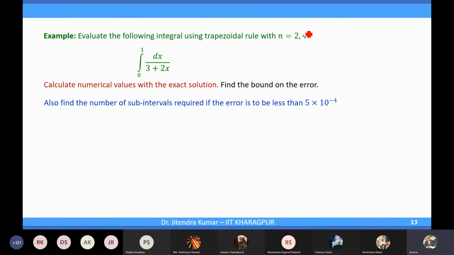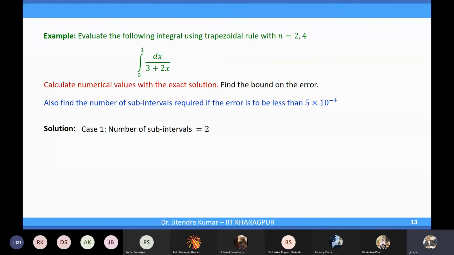So here we will see a few things now. First, with the trapezoidal rule for n equal to 2 and 4, we will compute the value of this integral. We will compare with the exact solution, because you can get the exact solution in this problem. We will find the error bound, and we can compare the actual error with that error bound, to see that it is really less than the bound. And then we will also compute how many subintervals we need to take if we want our error to be less than a given value.